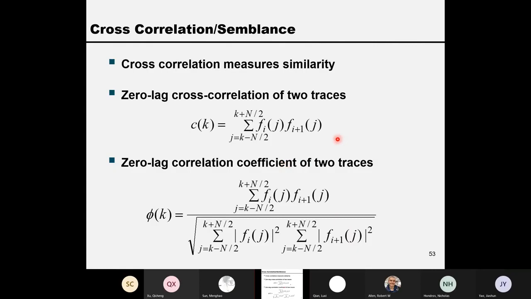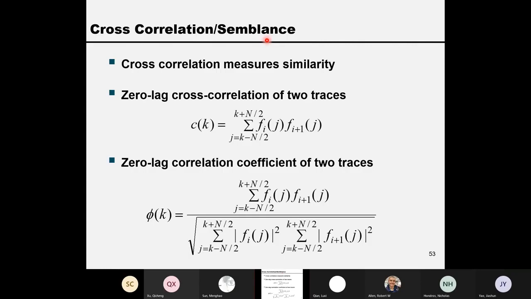That was stacking. Stacking has a trouble because you could have positive and negative amplitude along the curve. You will see typically for a far offset, you have a polarity change. So somehow positive and negative cancel each other, right? That gives you a wrong indication. So what do we do? We want to use something called a cross correlation, or semblance.